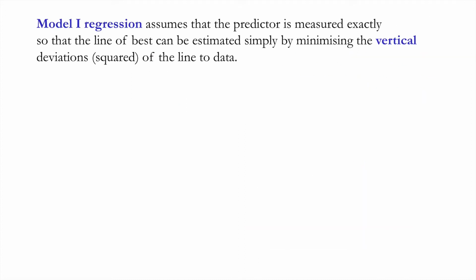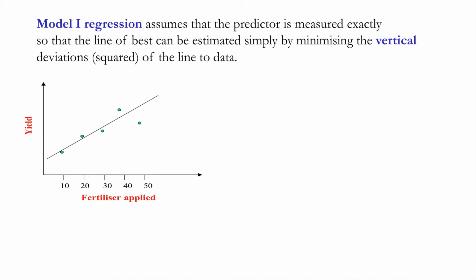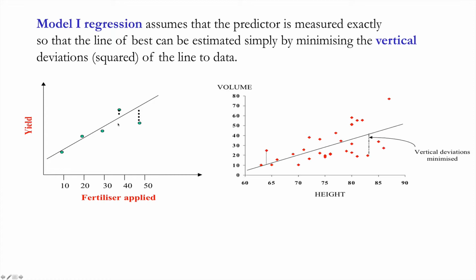Now, Model 1 regression assumes that the predictor is measured exactly. So the line of best fit, as I've suggested earlier, is defined by minimizing sums of squares of deviations of observations to that fitted line. So we're going this way rather than some combination of vertical and horizontal.